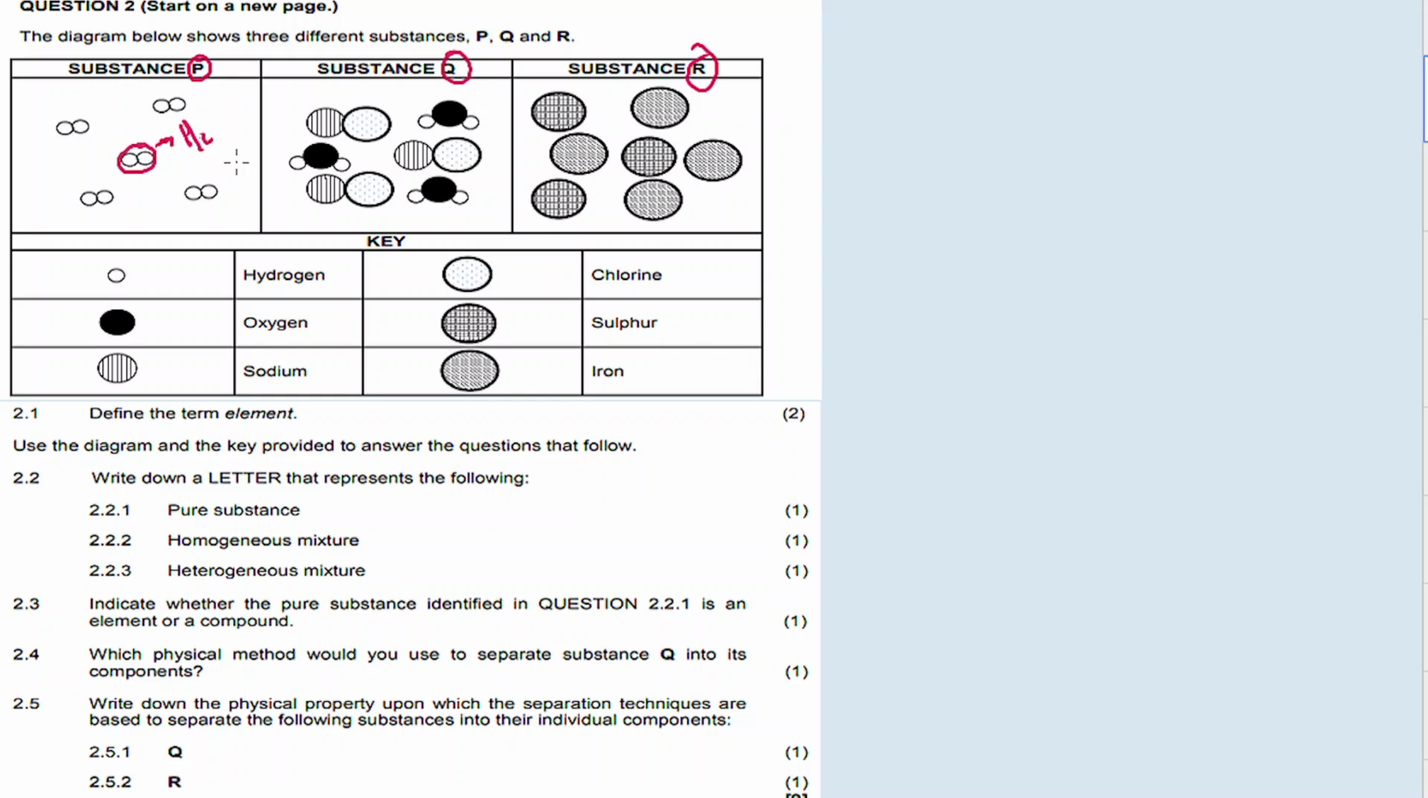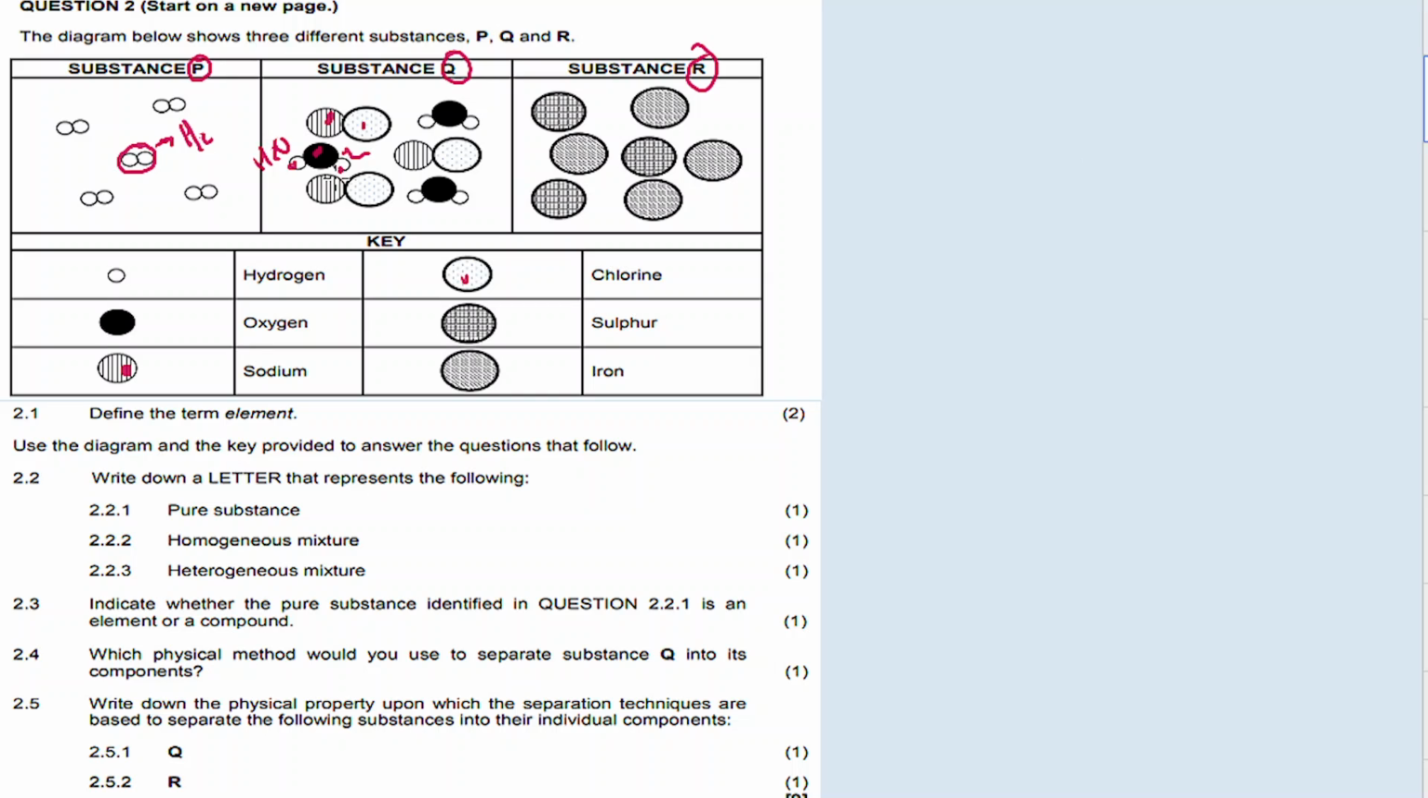We get hydrogen 2, hydrogen gas, right? In substance P. Substance Q, let's start with this molecule. It's oxygen, hydrogen, hydrogen. Now oxygen and 2 hydrogens, this is H2O. Water mixed with sodium and chloride. So it's a mixture of sodium chloride and water, right?